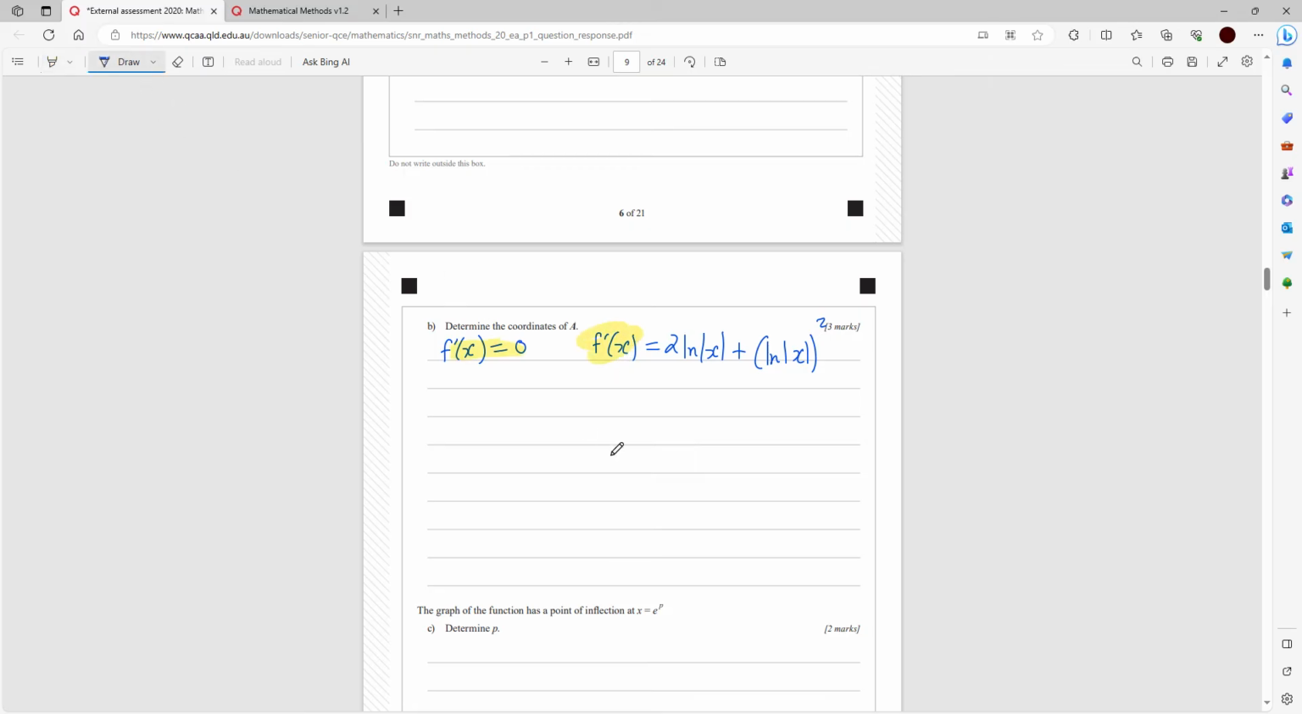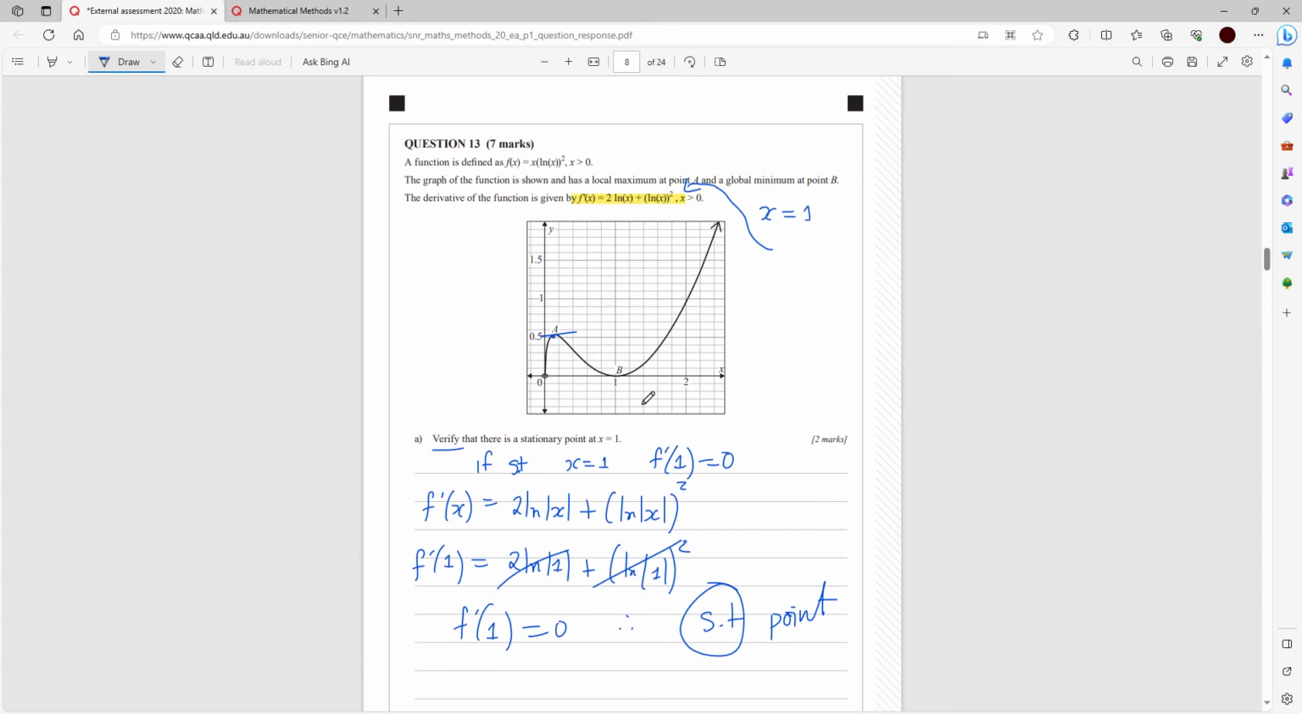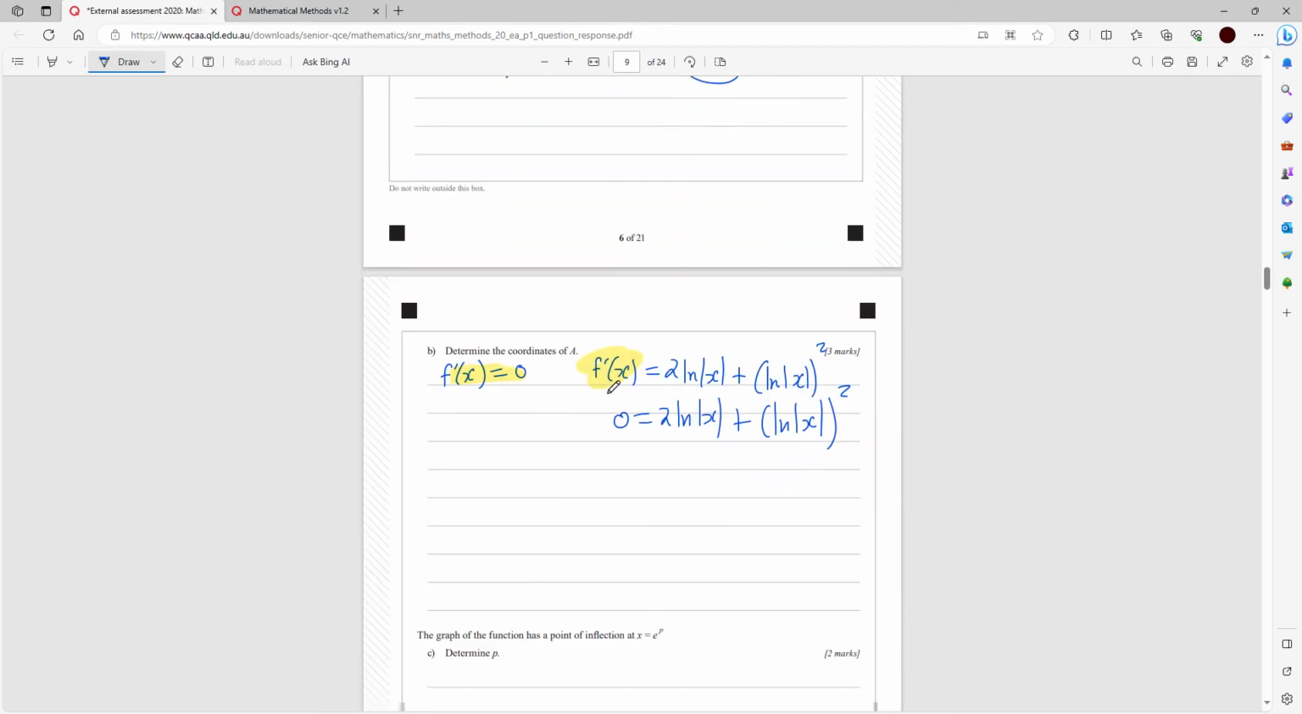So if we do that, we're going to get 0 equals 2 log of x plus log of x all squared. Now we're expecting two answers because we can see there's two stationary points. There's one here and one here. We're just looking for A. So if we get a solution that x equals 1, we know that's the point B. We're looking for some number here that's quite smaller than 1.